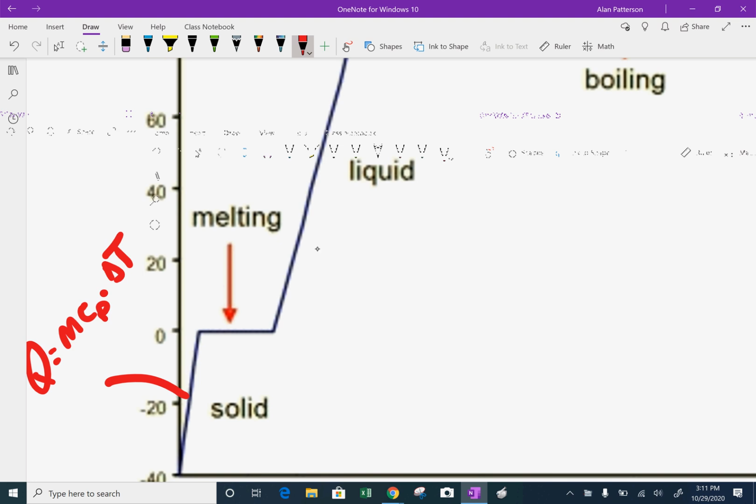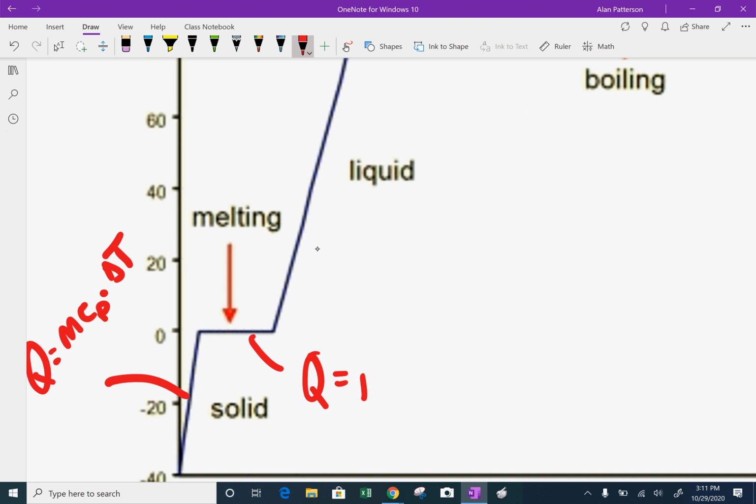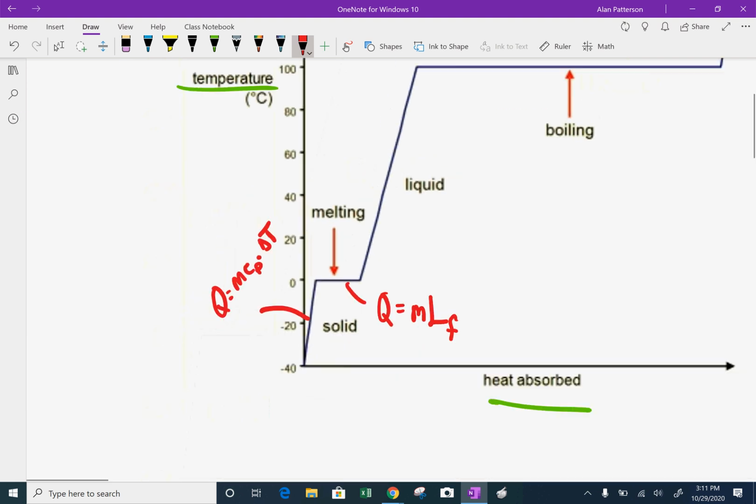All right, this section here, what we're going to do is find the amount of energy required to make that change of state by taking the mass of the substance, the mass of the water in this case, times the latent heat of, and it's going to be labeled fusion. All right, latent heat of fusion is the amount of energy required to melt, or the amount of energy given off when you freeze.